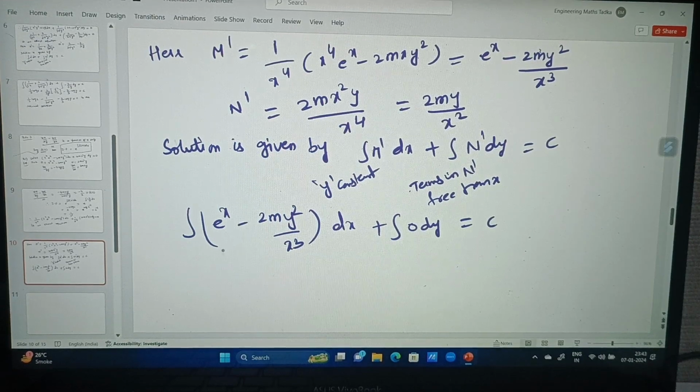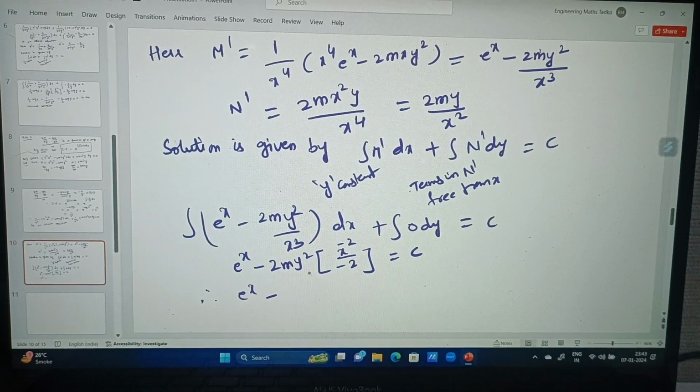ठीक है. सो इंटीग्रेशन ऑफ e रेज टू x dx क्या है? e टू द पावर x माइनस 2my स्क्वायर कॉन्स्टेंट है. इंटीग्रेशन ऑफ 1 बाय एक्स क्यूब क्या होता है? x टू द पावर माइनस 2 बाय माइनस 2 इज इक्वल टू c. This can further be written as e raised to x minus into minus will give you plus 2 and 2 is getting cancelled. You will be writing my square upon x square is equal to c is the required solution. Okay.